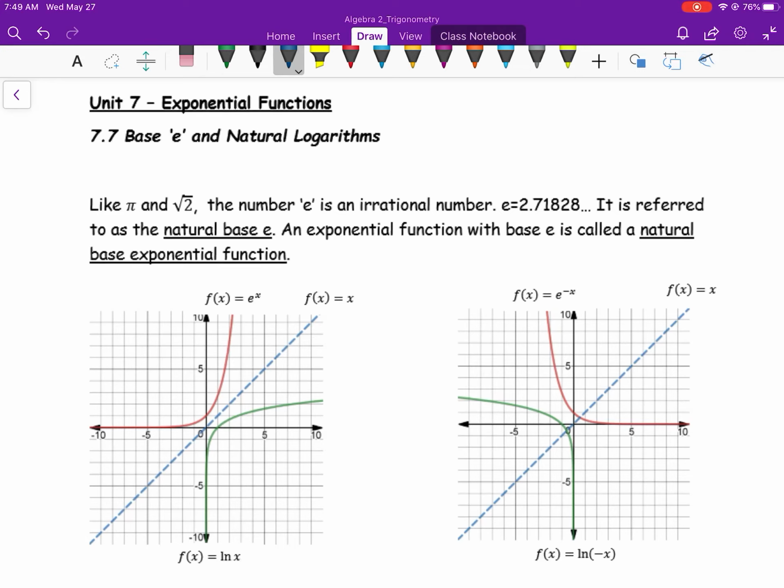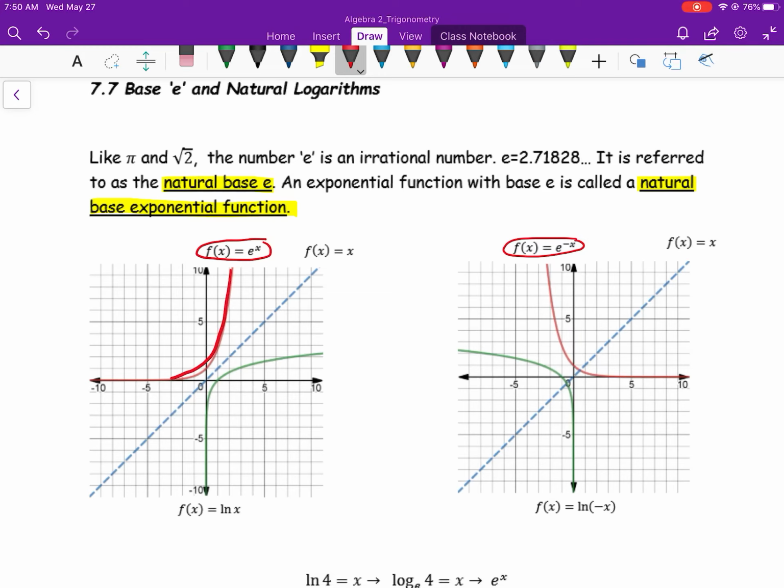Alright, today's lesson is 7.7, base e and natural logs. So like pi and the square root of 2, e is an irrational number, 2.71828, repeating forever. It is referred to as the natural base e. An exponential with base e is called a natural base exponential function. So we have a function that looks like this: e to the x and e to the negative x.